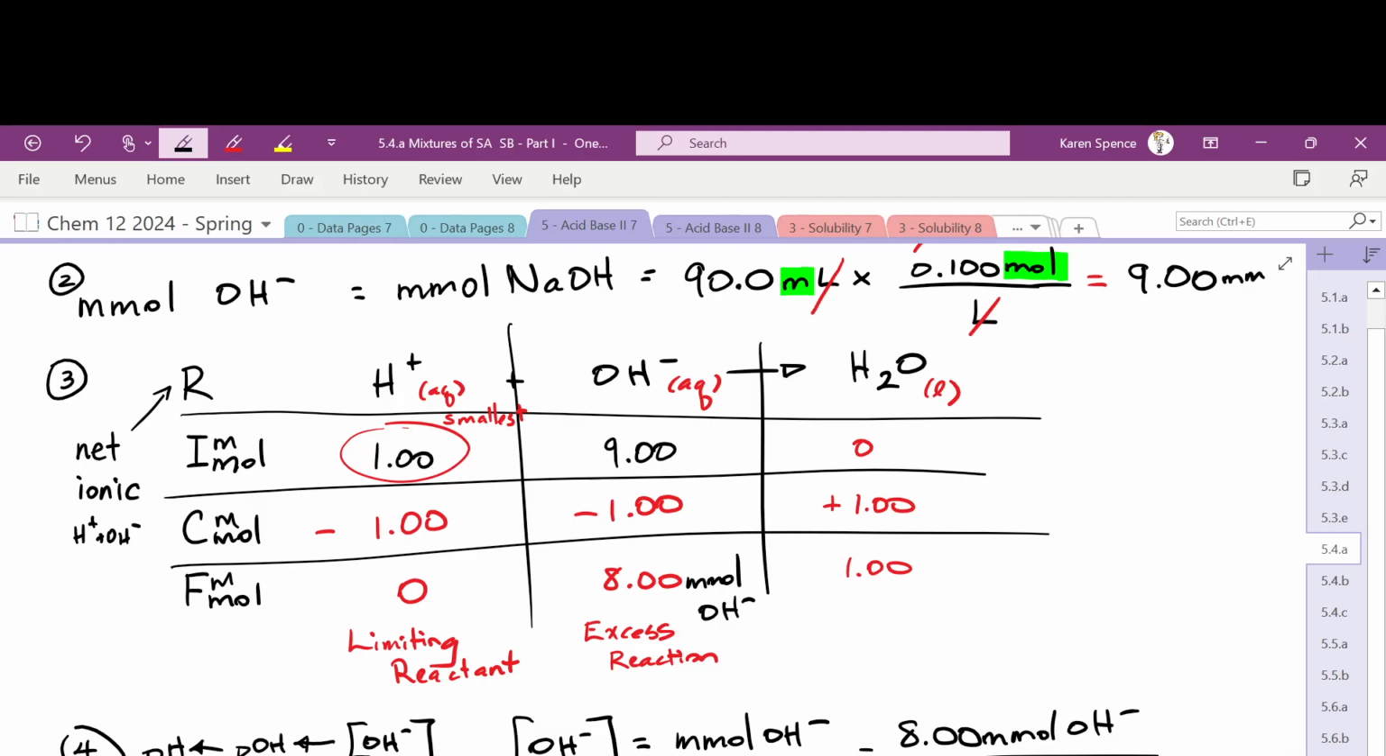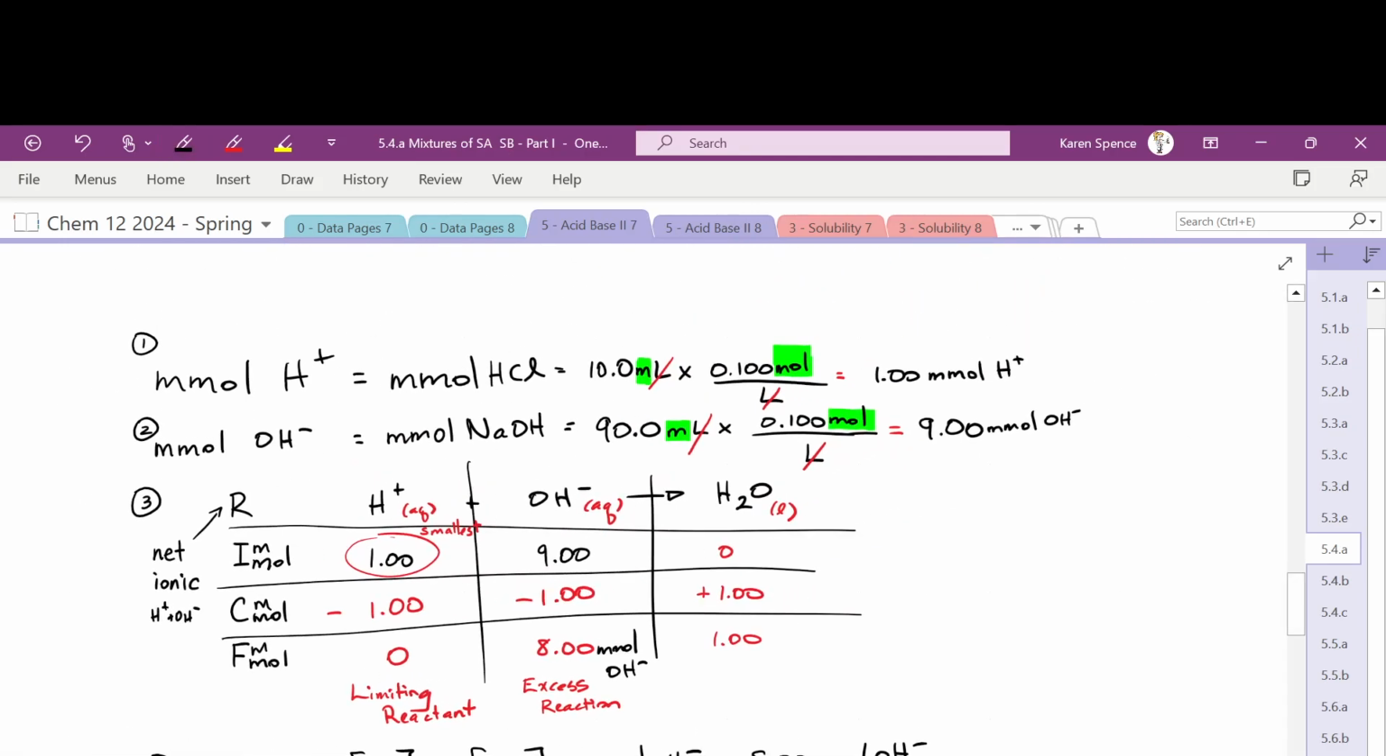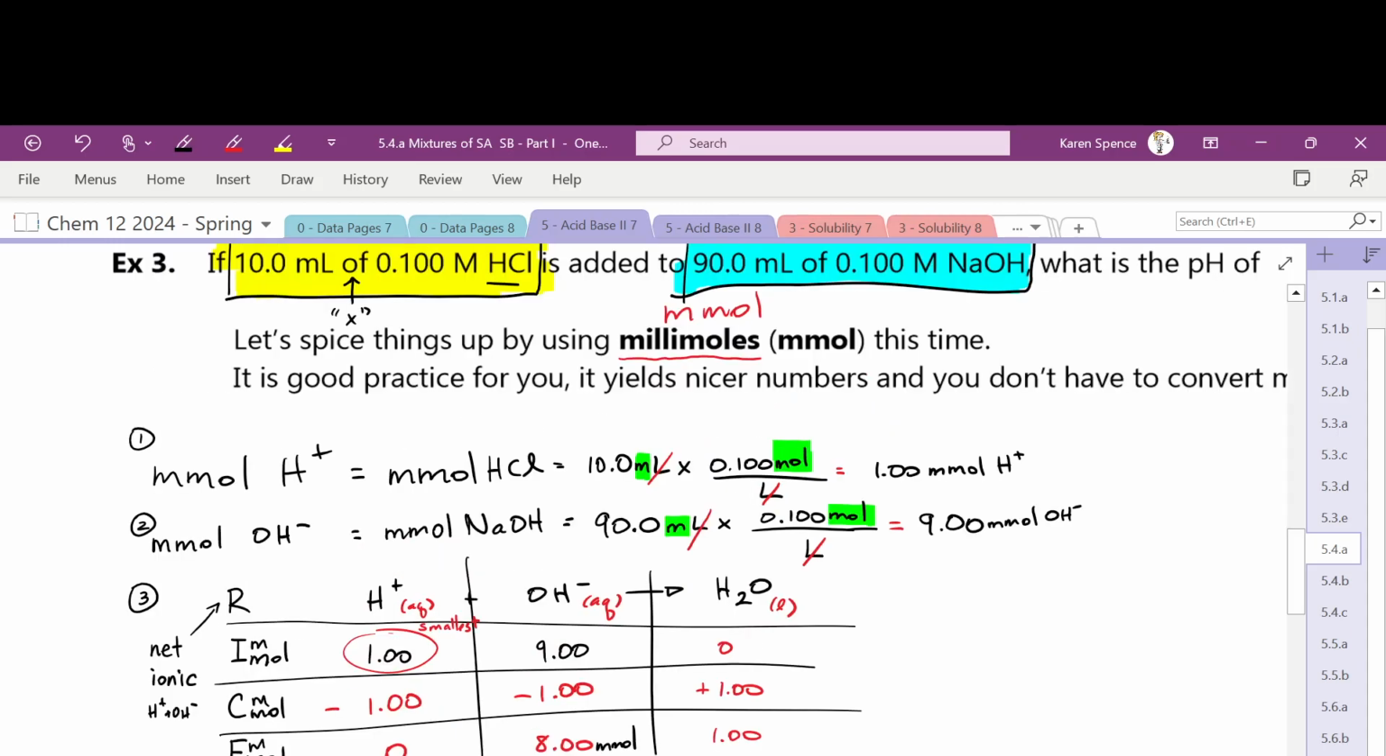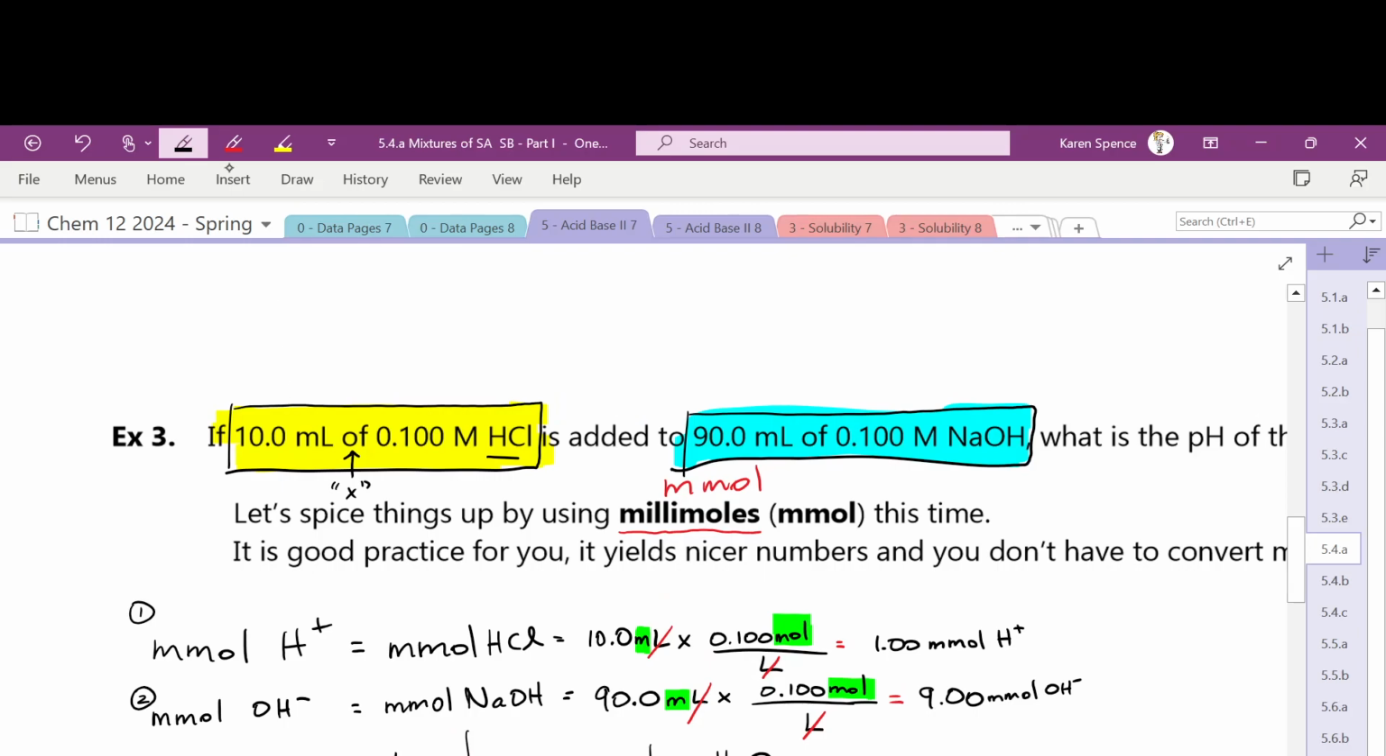How many milliliters do we have? We have 20 milliliters? 10 milliliters of... oh no, we have 100 milliliters. Yes. So you have to go back here and say, oh, I've got 10 milliliters plus 90 milliliters is equal to 100 milliliters.